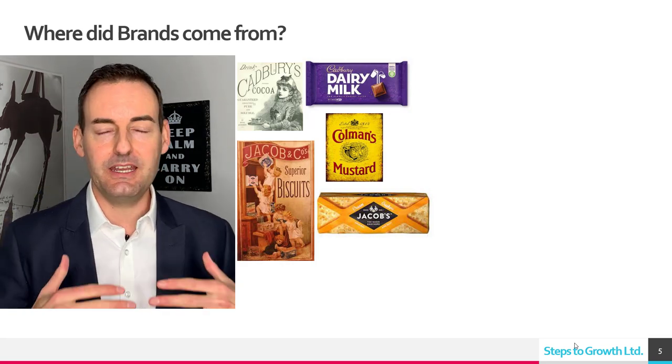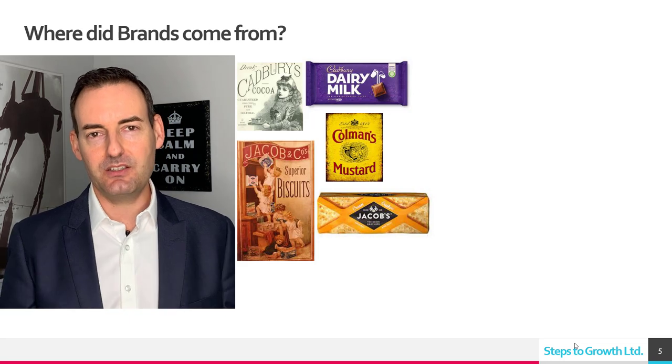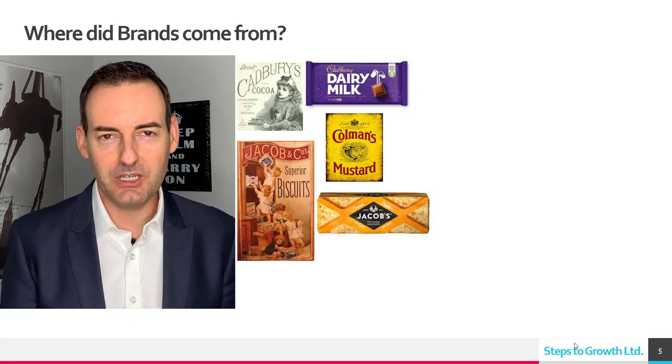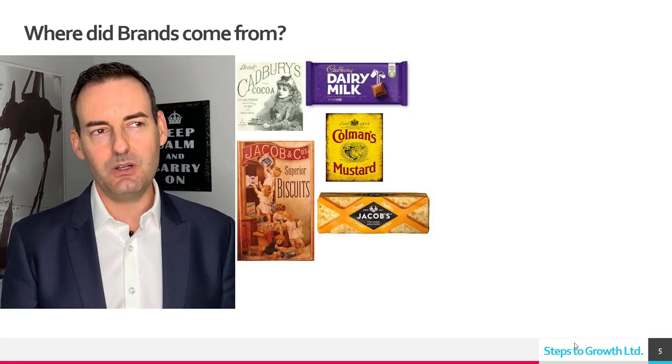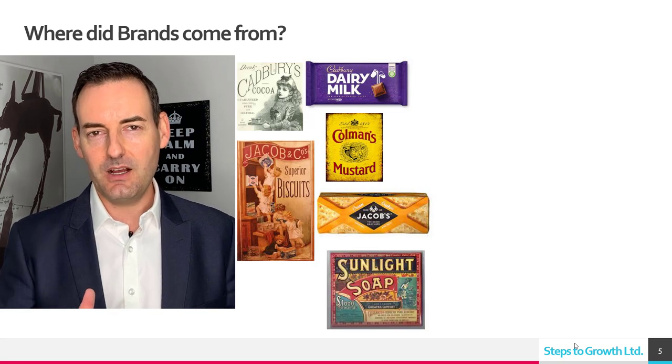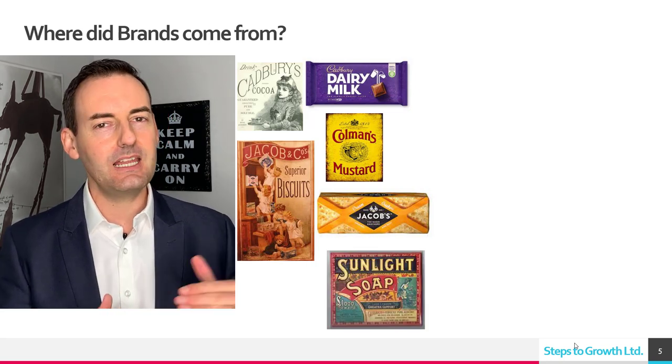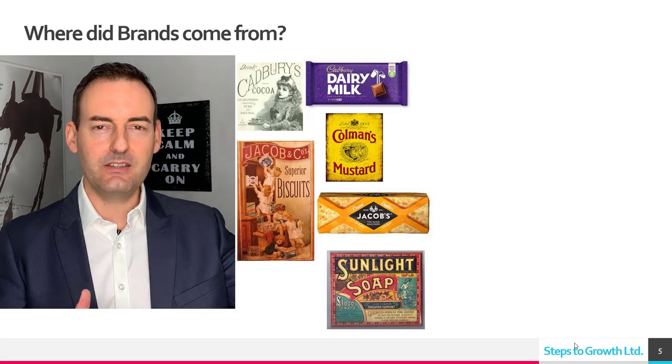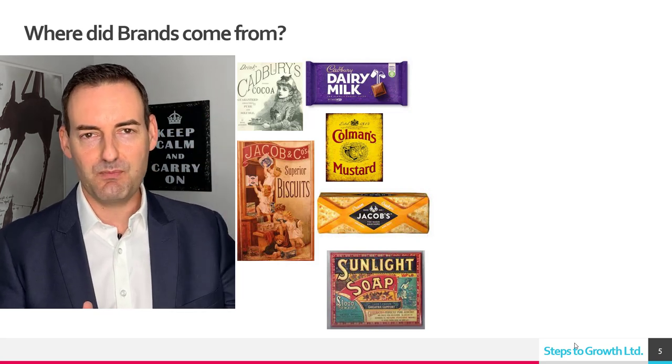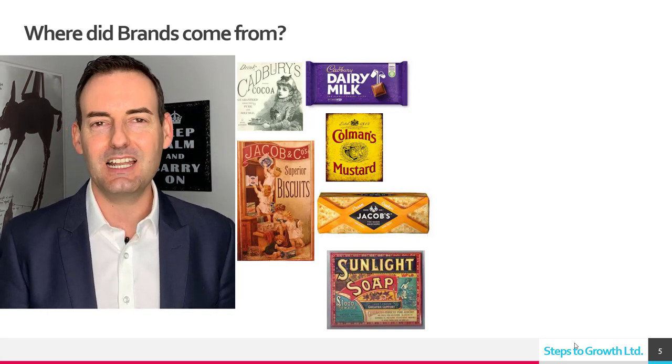So everybody was putting their names on things. Now, as things developed, Mr. Lever of Unilever fame also realized, well, if we're putting this on the packaging, I could put something that relates to the product that people can relate in their minds that this is a superior product. So he called the soap Sunlight Soap.